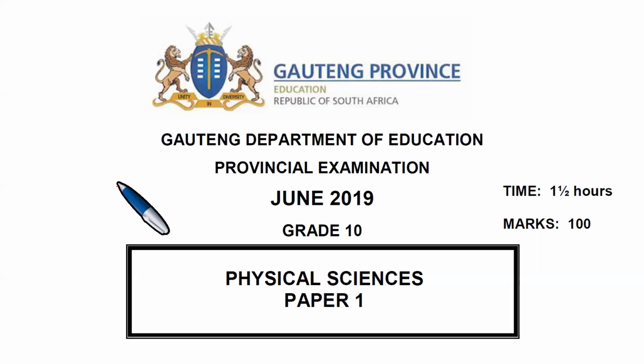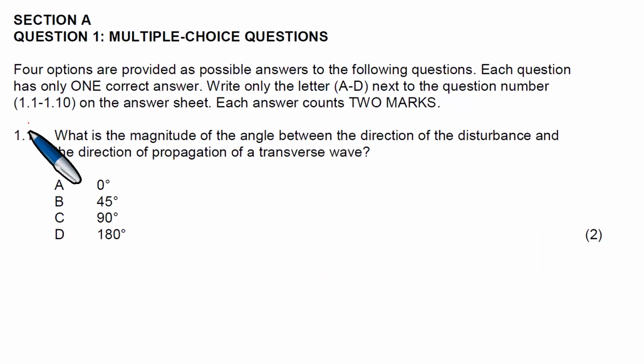In this lesson, we shall look at Physical Sciences Paper 1 out of 100 marks written in 1.5 hours. We start by focusing on the first questions first, but we have multiple choice questions in the beginning. Right, section A, question 1 focuses on multiple choice questions.